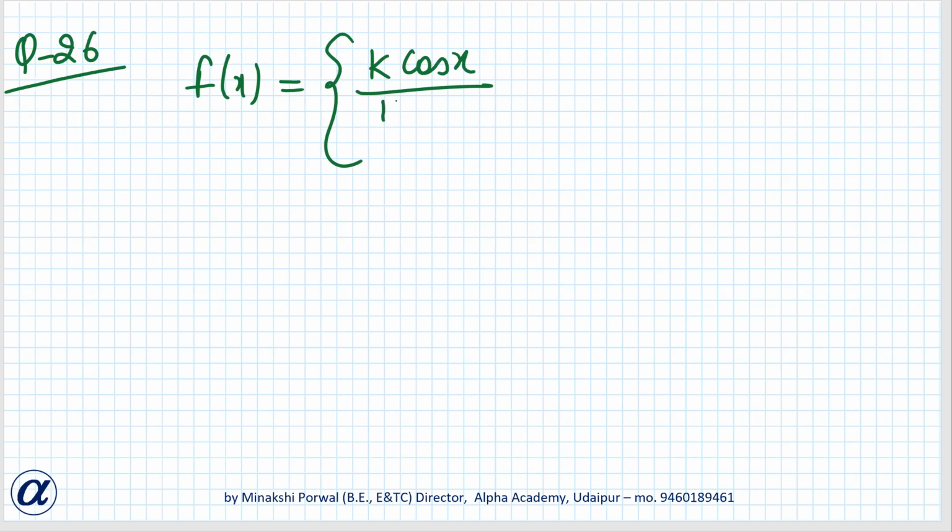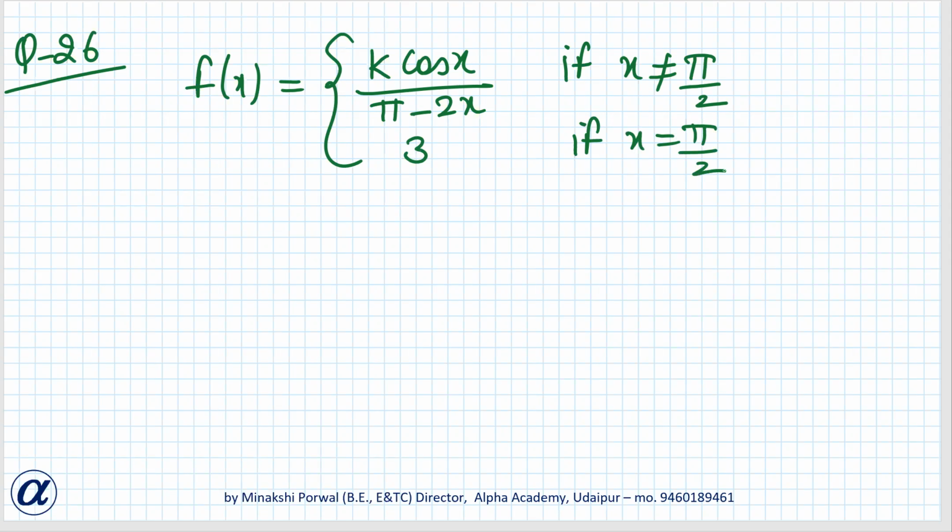Is it clear? Question number 26. Find the values of a so that the function is continuous at the indicated point in exercises 26 to 29. So here it is given that the function is continuous, and we have to find the value of k. The function f(x) equals k cos x upon pi minus 2x if x is not equal to pi by 2, and it is equal to 3 if x is equal to pi by 2. So we have to find the value of k.